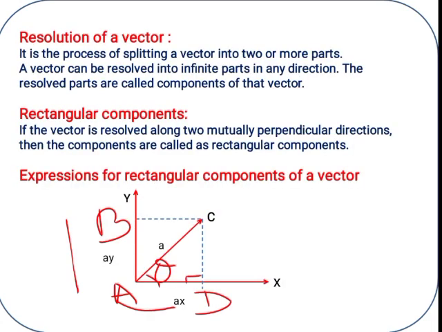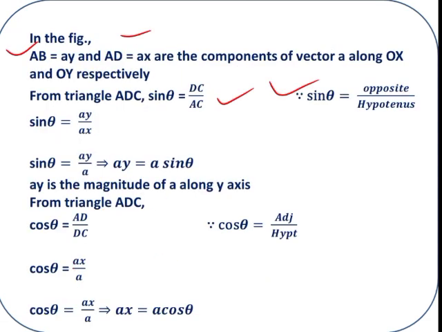What is DC and AC? DC is AY, because opposite sides are equal. Here also it is AX. So AY divided by A. Sorry, not AX, this is A. Sin theta is equal to AY upon A. Multiplying, what is AY? AY is equal to A sin theta. So AY is the magnitude of A along the y-axis.